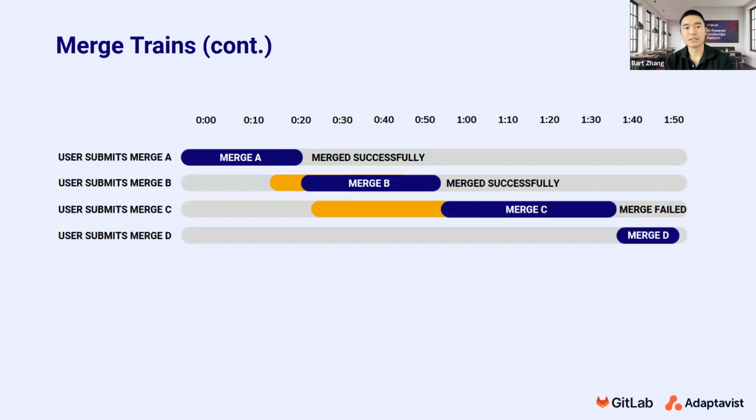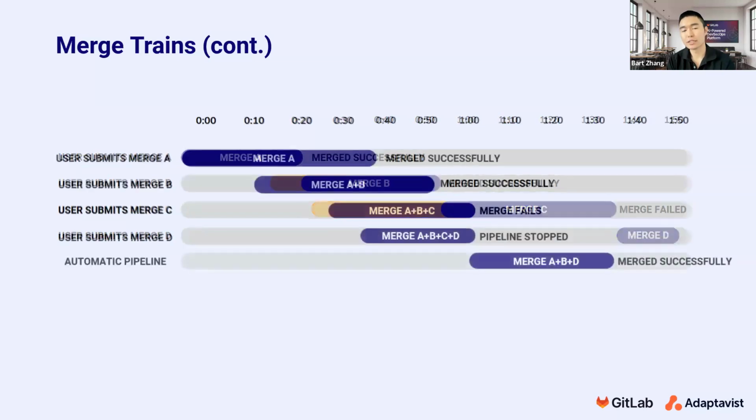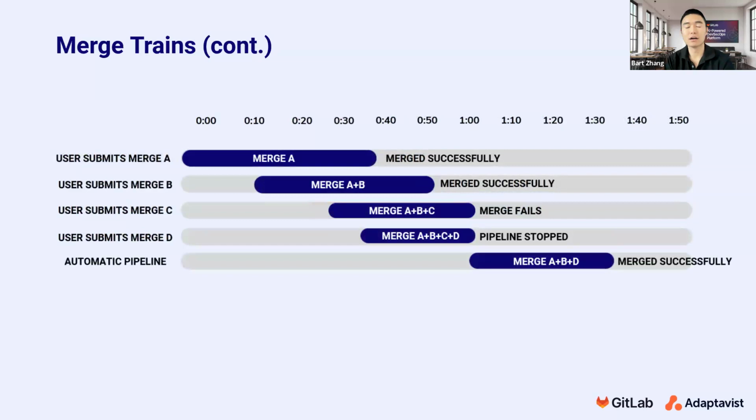So as you can see here, if you go to the next slide, merge trains will help you accelerate the feedback of any sort of concurrent changes being made to any individual project. So next slide.